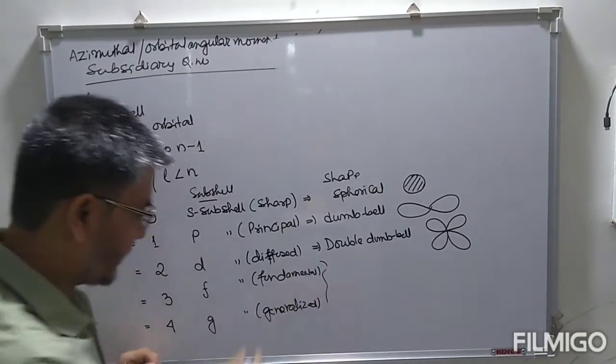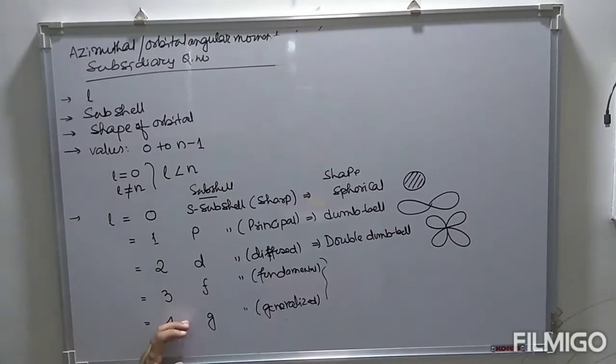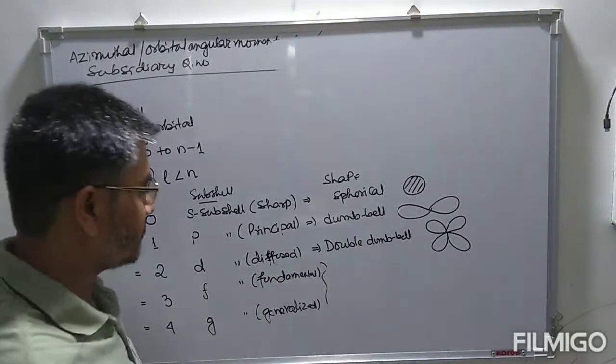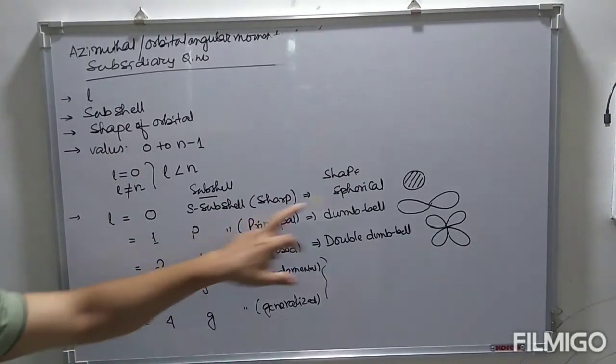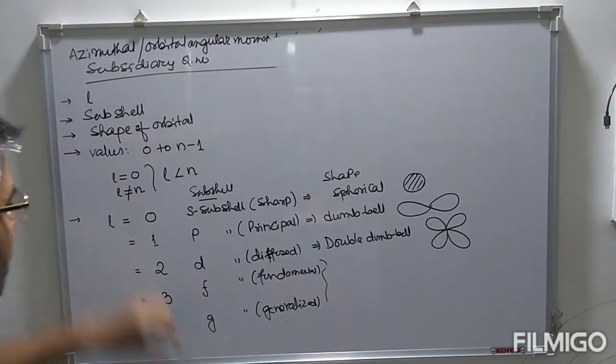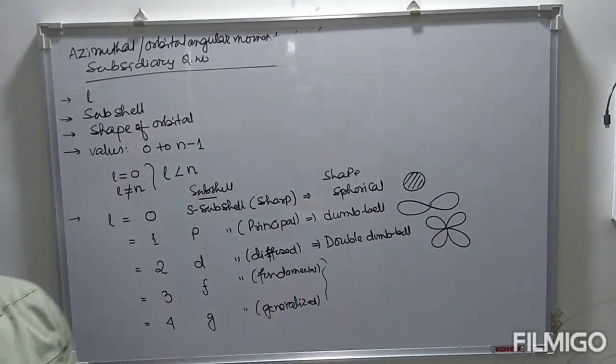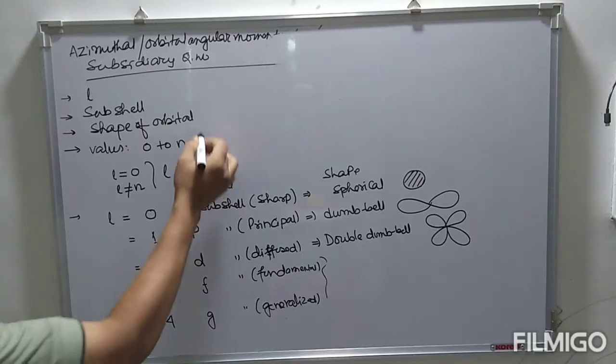Now since this F and G are much more complicated, we are not discussing F and G. We are focusing on S, P, D. So S is spherical, P is dumbbell shape, D is double dumbbell shape. So this L represents the subshell, and also represents the shape of orbital. So L can have these values.